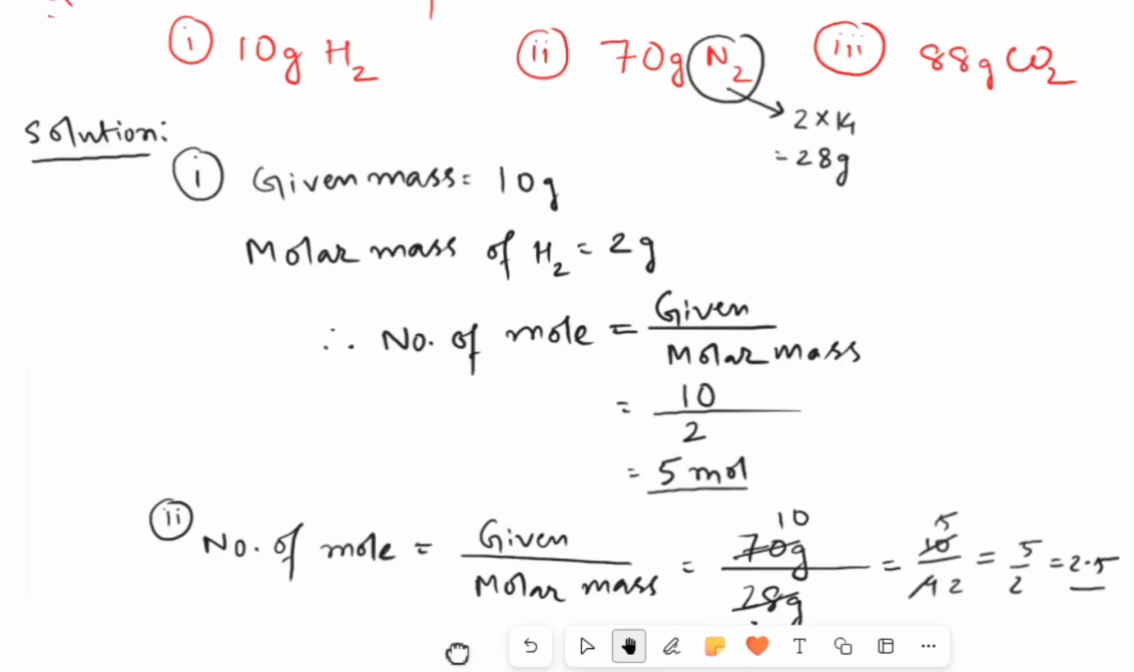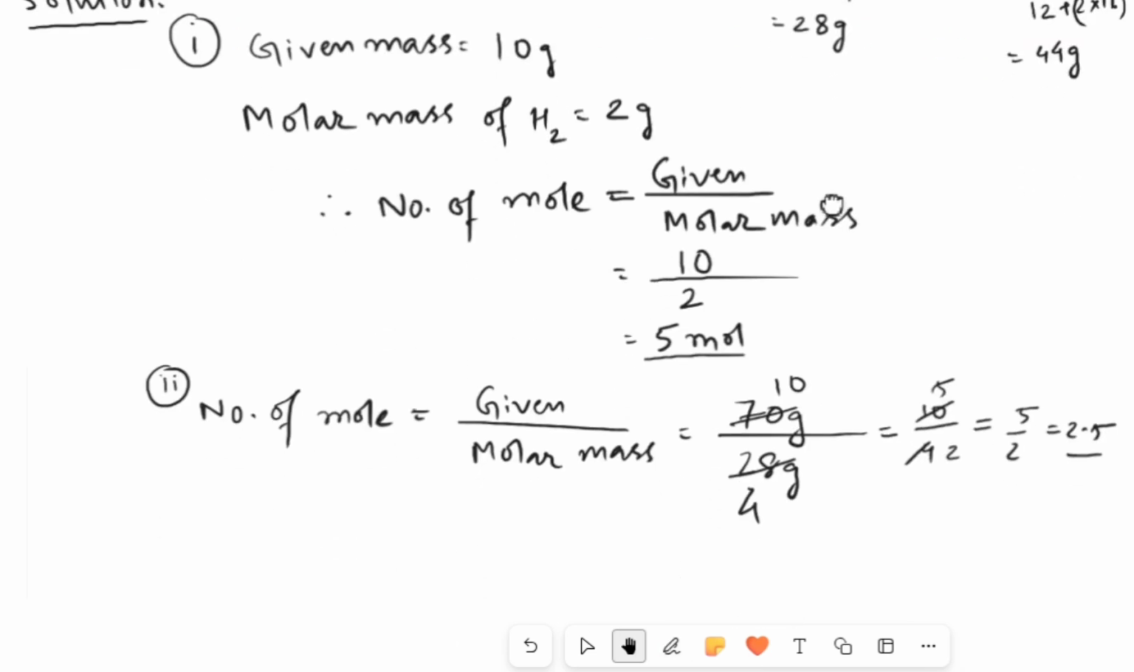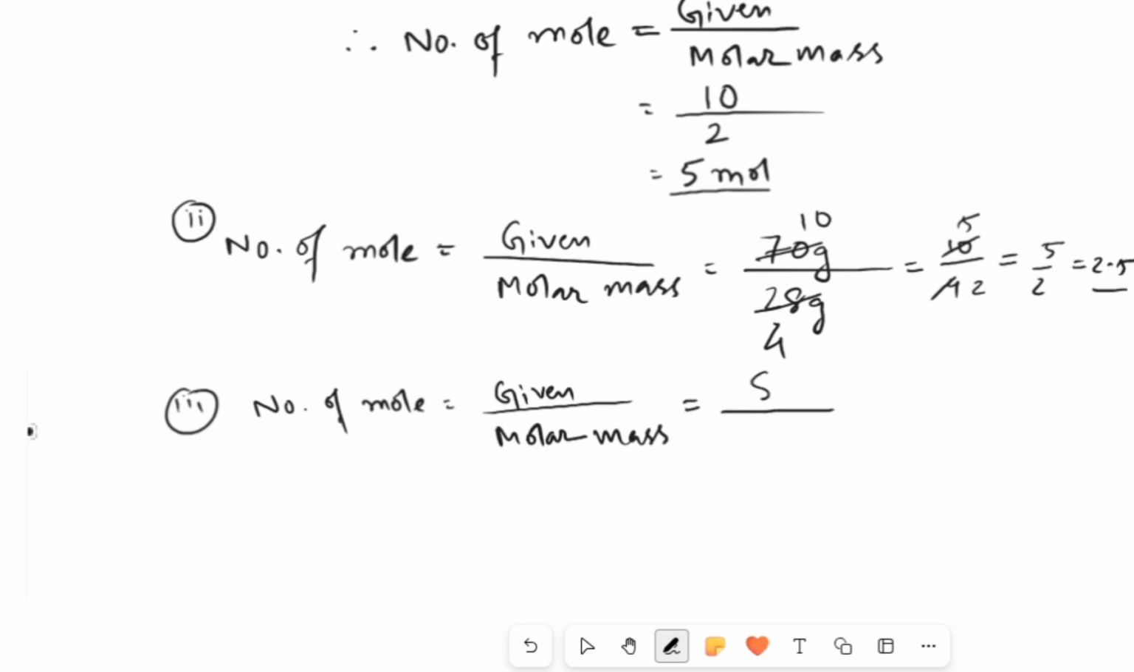Next question is 88 gram of CO2. So again we are going to write, first we find the molar mass, which is 12 plus 2 into 16, which is 44 gram. So CO2 has molar mass 44 gram. So similarly we are again going to write number of mole is equal to given mass by molar mass, which will give us given mass, it is already given in the question, 88 by 44. So it will go 2 times, so that is 2 mole.